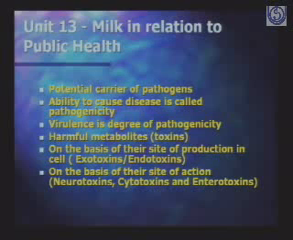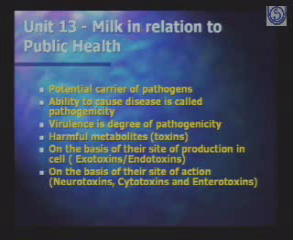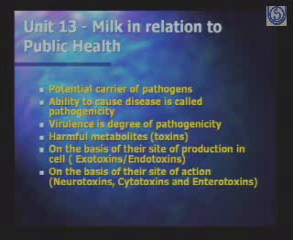When we talk about milk in relation to pathogens, we come across two terms. One is pathogenicity and the other is virulence. Pathogenicity is the ability to cause disease, and the degree of pathogenicity is called the virulence. Now a pathogen will either invade the human body or it will produce harmful metabolites. These harmful metabolites are the toxins.